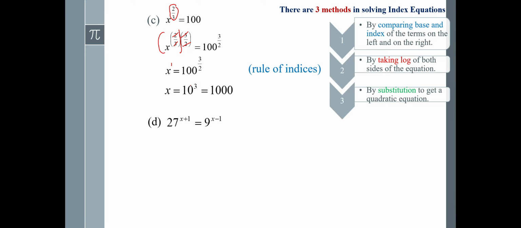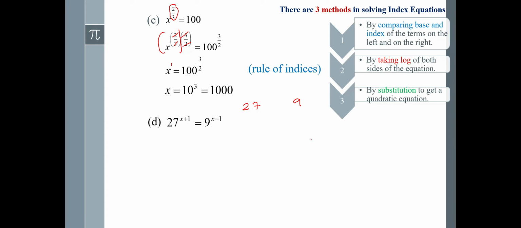Okay, question D. 27 to the power of x plus 1 equal to 9 to the power of x minus 1. How to solve this? Make sure if you want to compare the base, both left and right side must have the same base. Can you write 27 and 9 to be equal to one same base? If not, then you have to use the second method. When are we going to use the substitution method?